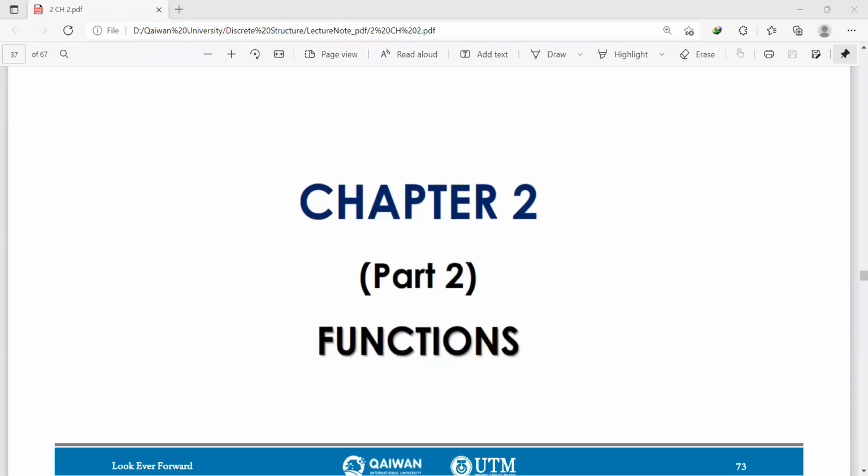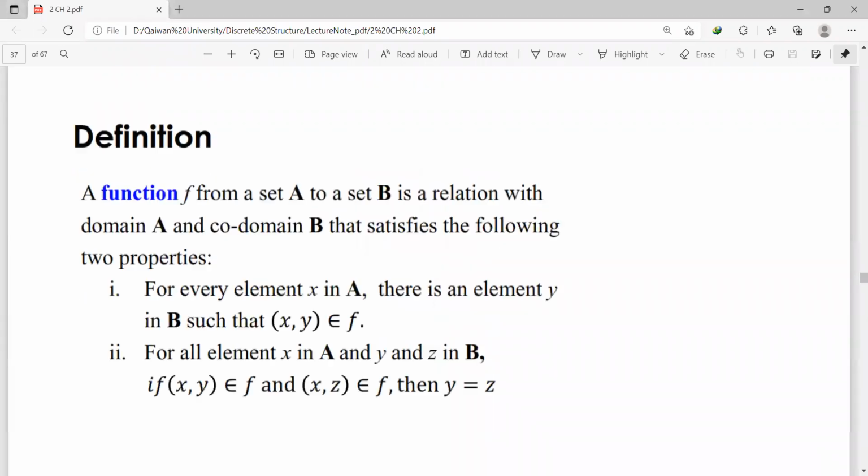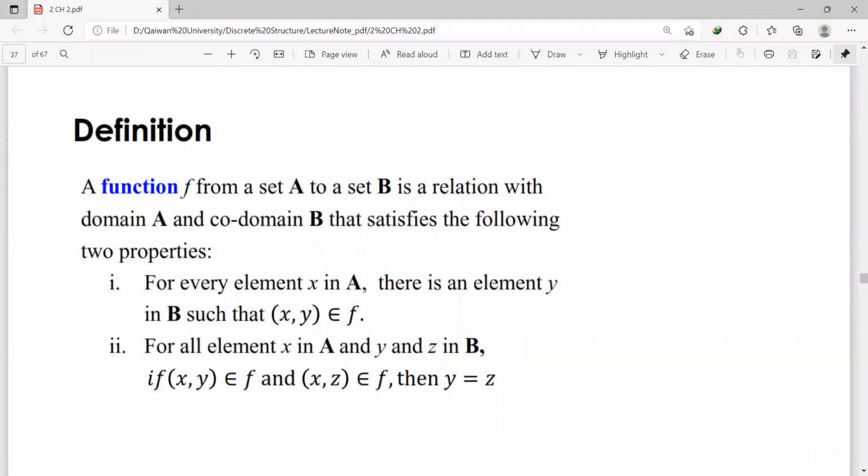In part 2 of chapter 2, we have functions. Here, we talk about functions and also operations on functions or types of functions today. We say every function is a relation, but not every relation is a function. Here, we say the definition of function is this.